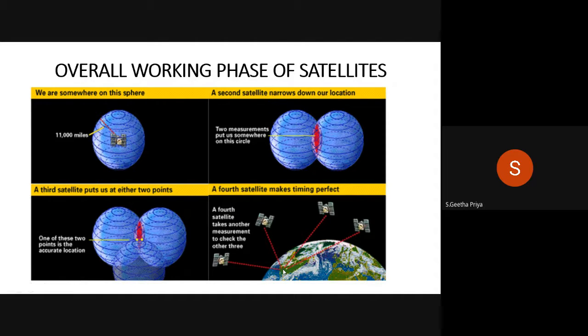So this is how we are working when using maps and all, right? If I'm giving my current position now, the exact position of your location is found by this process. So this is about GPS and how it finds your location.